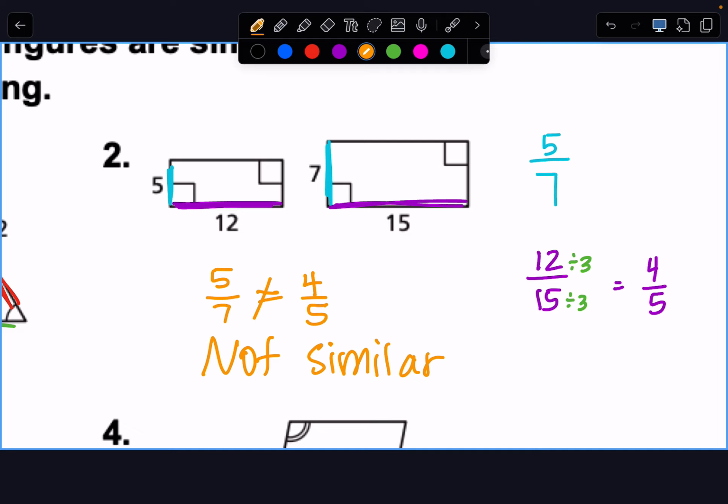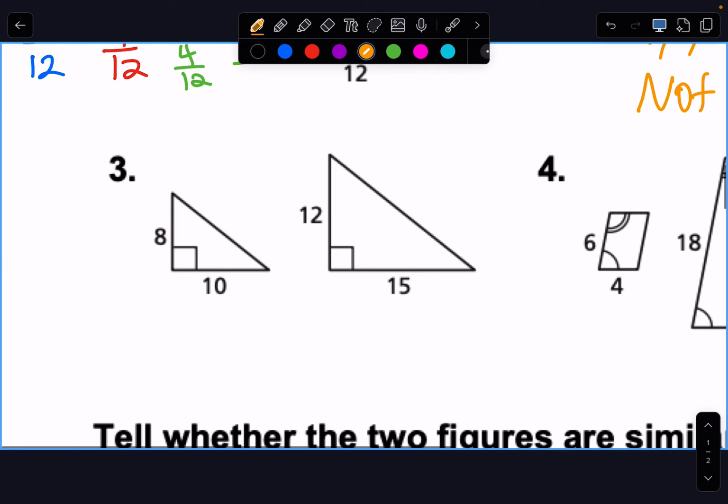I want you and your elbow partner to decide if number 3 is similar or not. Miss Holman? Yeah? But what if you reduce the numbers and they're equal to each other? If you reduce the numbers and they're equal, that means it's yes. Thank you. Set up the two fractions in number 3, see what you think.